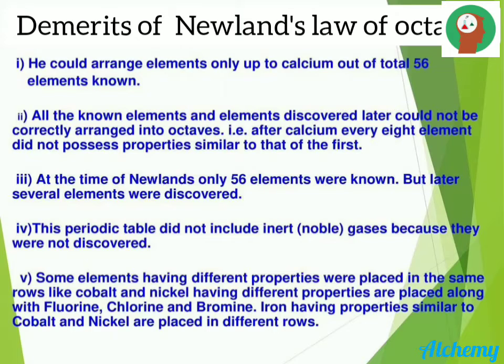This periodic table did not include inert or noble gases because they were not discovered. Some elements having different properties were placed in the same row. For example, cobalt and nickel having different properties were placed along with chlorine, fluorine, and bromine. Iron, having properties similar to cobalt and nickel, was placed in a different row.